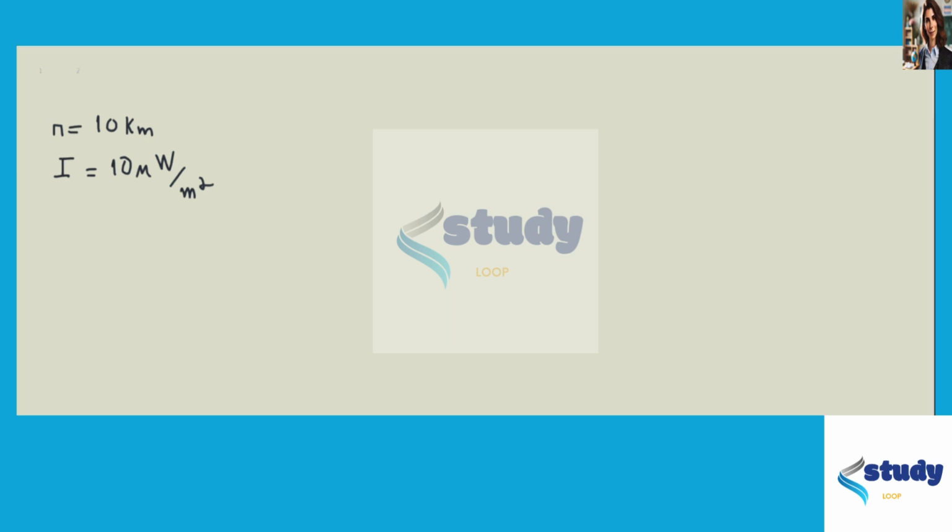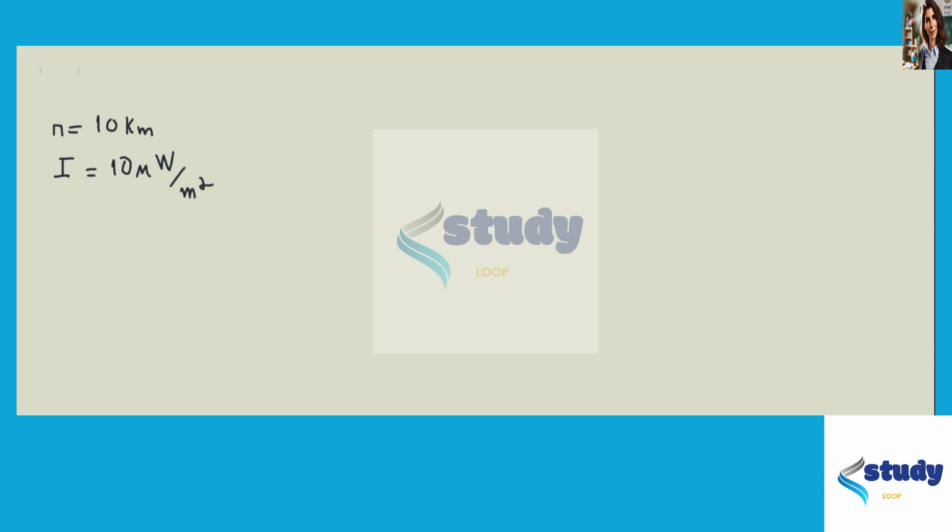So in this question, we have an airplane at 10 kilometers from a radio transmitter receiving the signal intensity of 10 microwatts per meter squared. And they want to know what is the amplitude of the electric and magnetic field. So let's do this first.